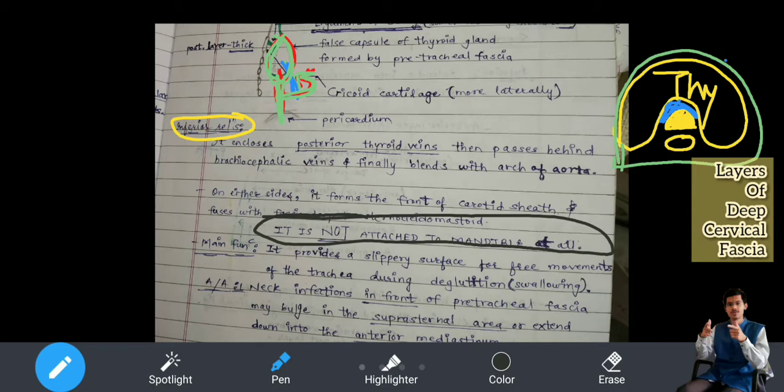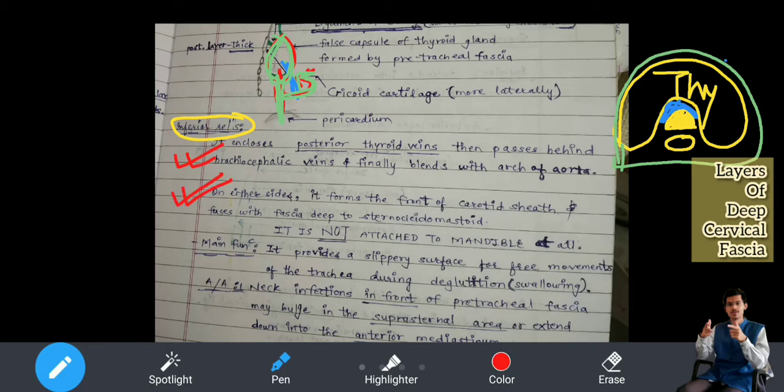Okay. And if you see the relation, on either side, see, I will use this. On either side, this is one point we talked about, what happens inferiorly. Again, on either side, what is happening? It forms the front of the carotid sheath and it fuses with the fascia deep to the sternocleidomastoid. Just now we saw a diagram. Before this diagram, we saw one diagram in which I was telling you that you need to understand with respect to each other what is the position of the layers of this fascia.